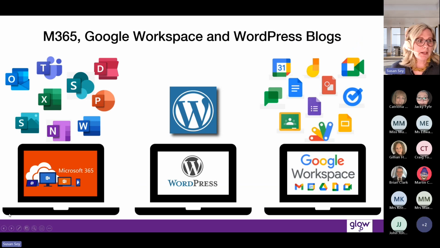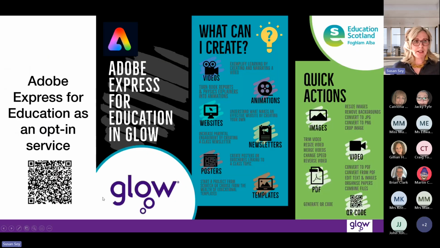In Glow, as you probably know, we've got access to Microsoft 365. We've also got Google Workspace as an opt-in service and WordPress blogs. When we're talking about creativity, we have a new opt-in service, Adobe Express for Education. There is a QR code on this slide that you can access more information about how to opt in to this service at local authority level.